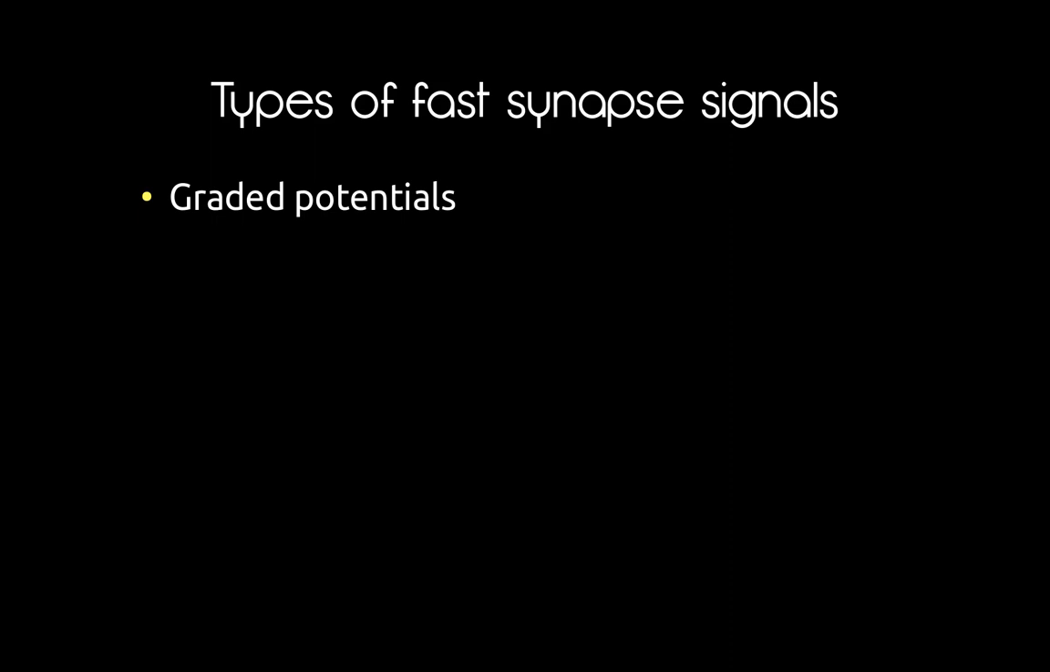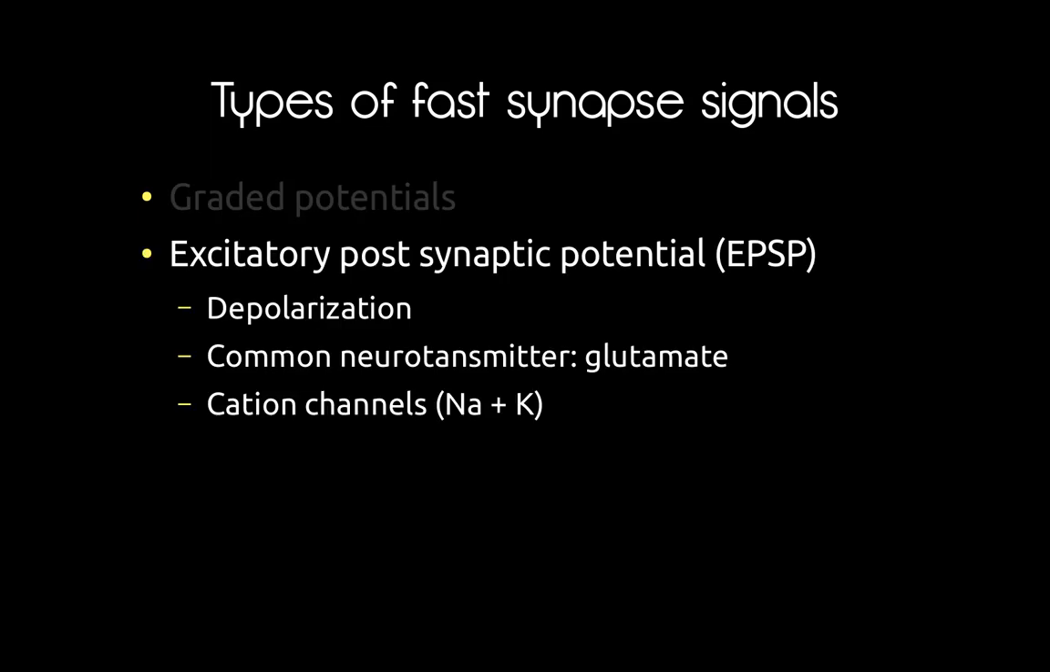Okay, let's talk a little bit about the types of fast synapse signals that are going to be picked up by this postsynaptic cell. Most of these signals from fast synapses are going to actually be graded potentials on the membrane of this postsynaptic cell. There are two specific kinds of graded potentials that we're going to be talking about. The first one is an excitatory postsynaptic potential, or just EPSP for short.